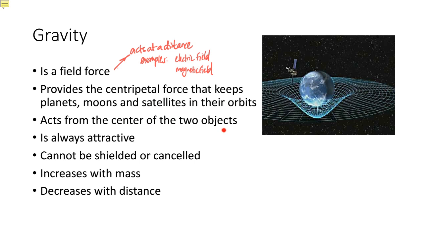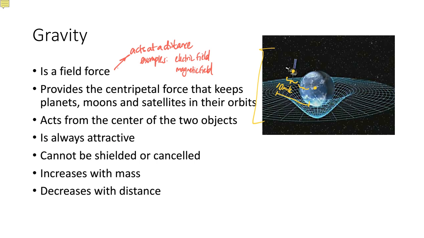It always acts from the center of the two objects. Let's say we had a satellite that was orbiting 10 miles above Earth's surface. If you were measuring the gravitational force, you wouldn't say that they're 10 miles apart. You would have to measure from the center of the satellite to the center of the Earth. So you'd also have to take into account the radius of the Earth when measuring how far apart they are, because you're measuring from the center to the center.